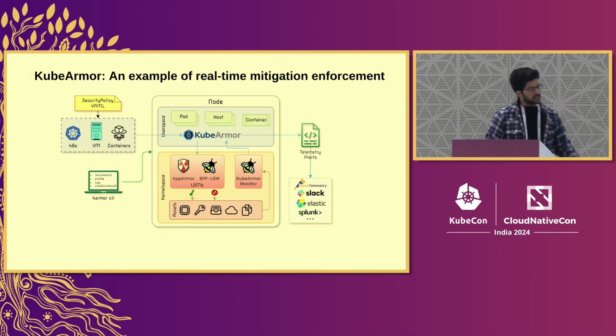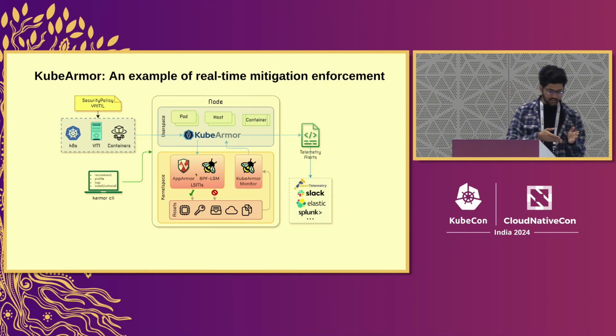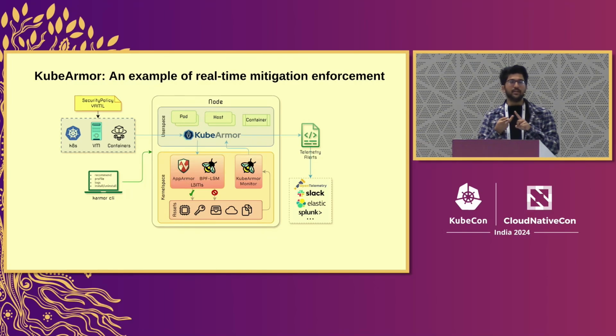KubeArmor, the project I work on, is a really good example of real-time mitigation enforcement. What we are doing here is using different kinds of LSMs. As I said, the issue with these LSMs is that the policies are difficult to write, and they might not be supported on all platforms. So what we do with KubeArmor is you just write a human-readable policy, just a Kubernetes manifest, and under the hood, it converts those policies to AppArmor, BPF LSM, and SELinux-based policies. So you don't have to know how to use these engines.